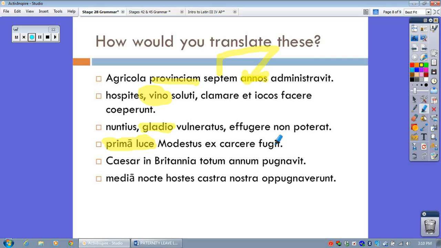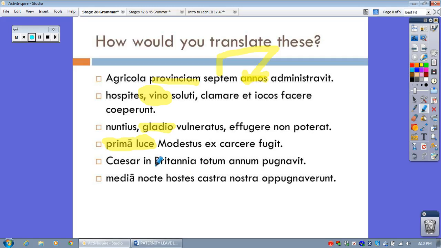At first light. And that's an okay way to translate ablatives of time at which, is by using the word at. Look at this next word. Caesar in Britannia totum annum pugnavit. Okay. Caesar is our subject. Our verb is pugnavit. He fought in Britain.